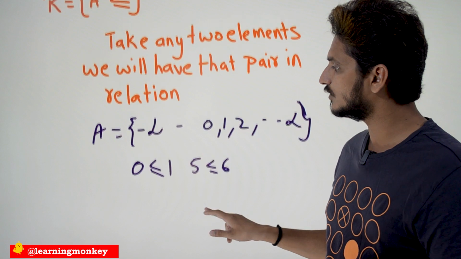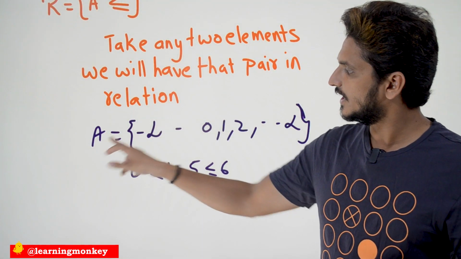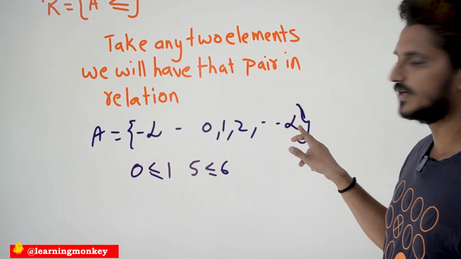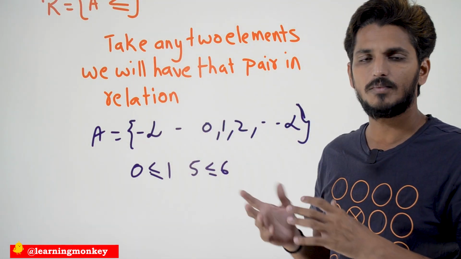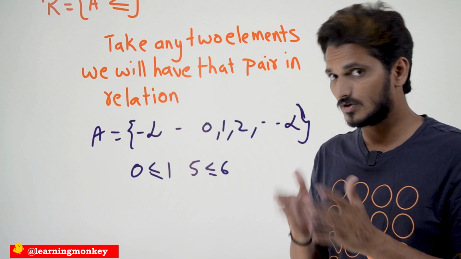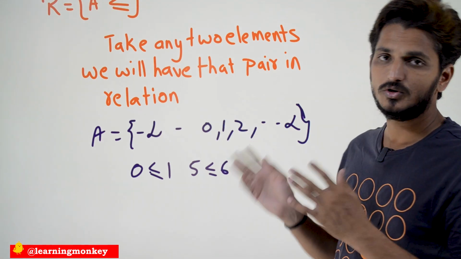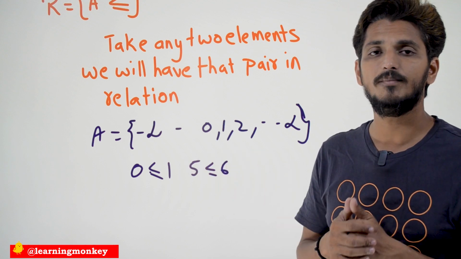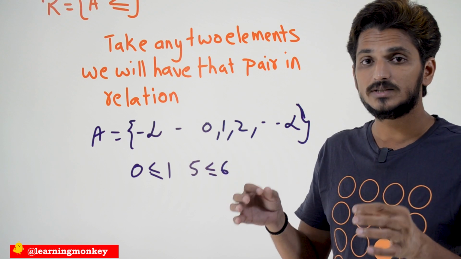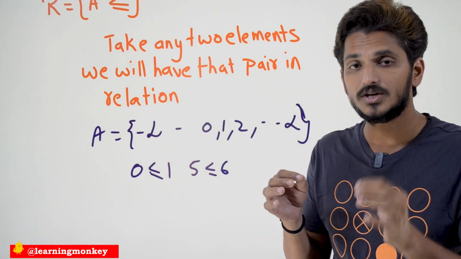Why are we going to have that in our relation? A is equal to minus infinity to plus infinity. You take any two elements from this set. You take 0 comma 1, you take 0 comma 2, you can take 0 comma 0, you take 1 comma 2, you take minus 1 comma 1, minus 1 comma minus 2. Any two elements, those two elements will definitely be placed in our relation.